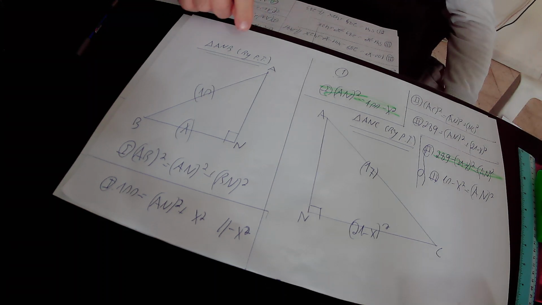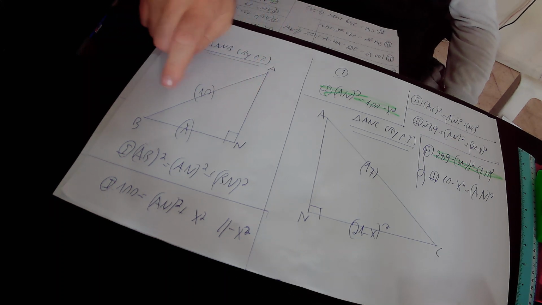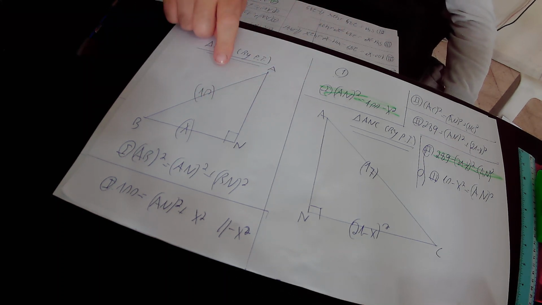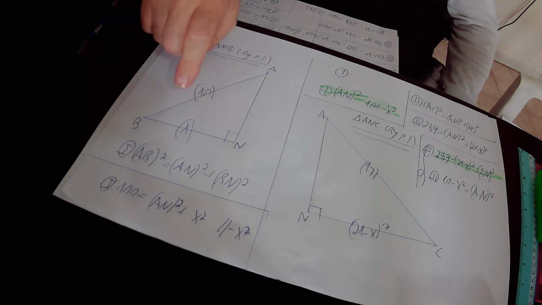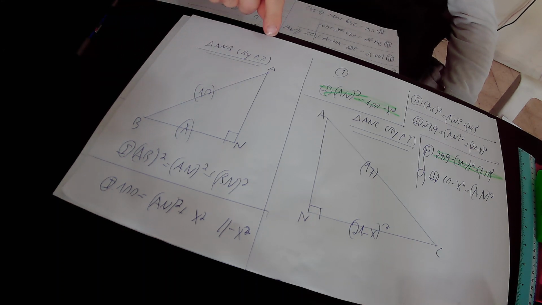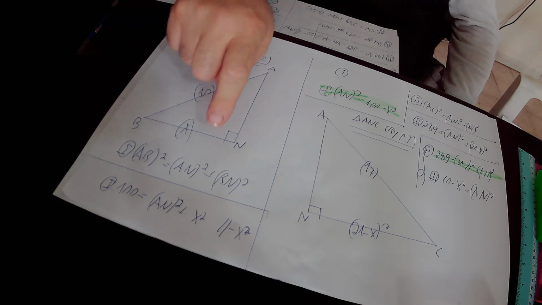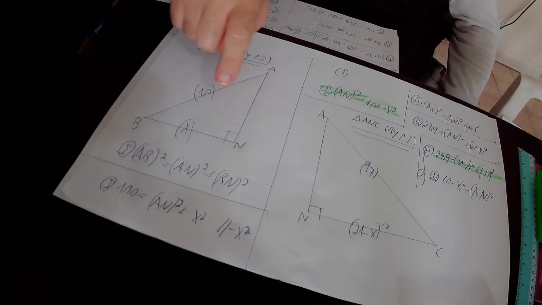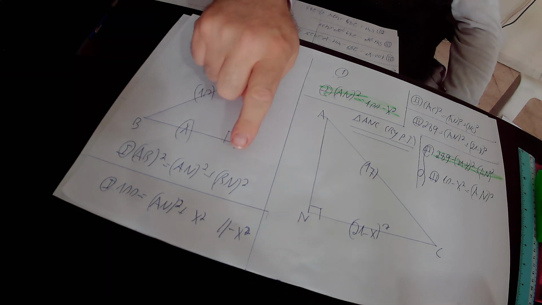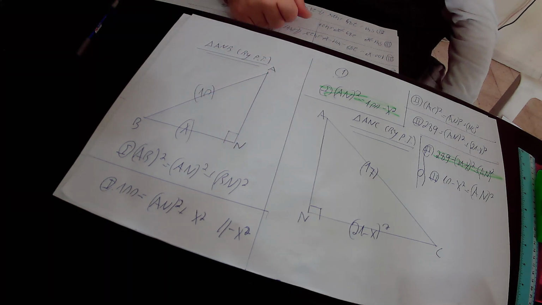The hypotenuse in this triangle is AB, therefore the square of the hypotenuse is AB square, and it must be equal to AN square plus BN square. AB is 10, therefore AB square is 10 squared, that is 100, and it is equal to AN square. AN is the missing side, so we leave it as it is, plus BN square. BN is X according to our definition, therefore BN square is X square.